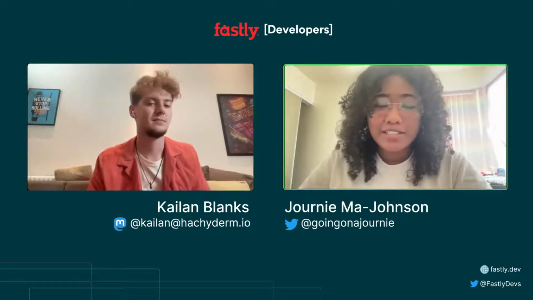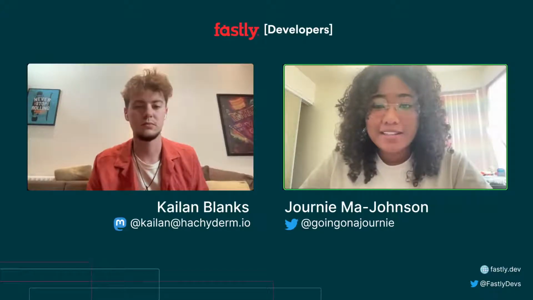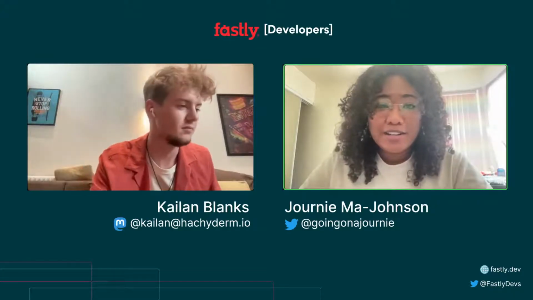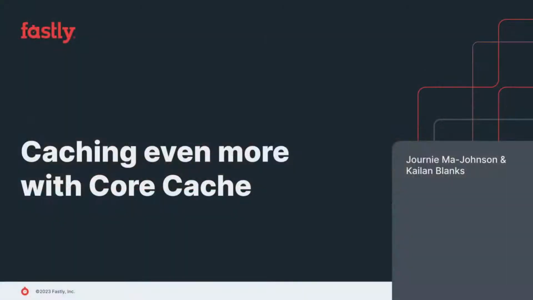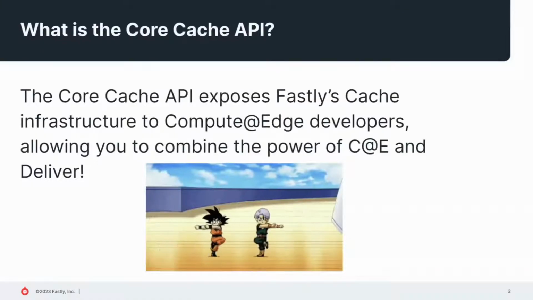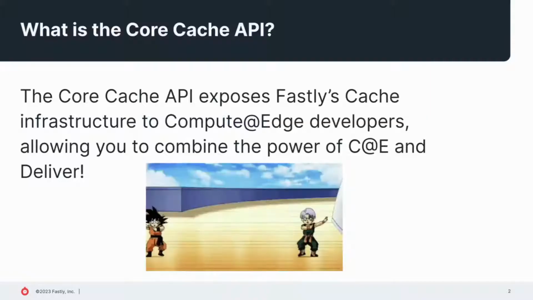Today we are going to introduce you to Fastly's new Core Cache API. So let's talk about what is Core Cache. Core Cache combines the power of Fastly's Compute at Edge platform with our longstanding delivery services. So it basically gives you the power to cache content that you've generated at the edge.